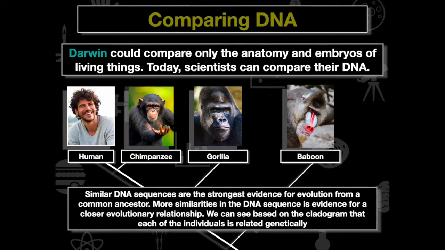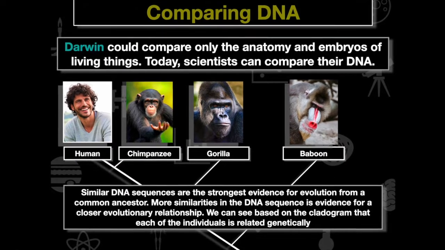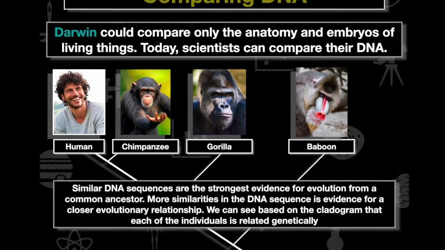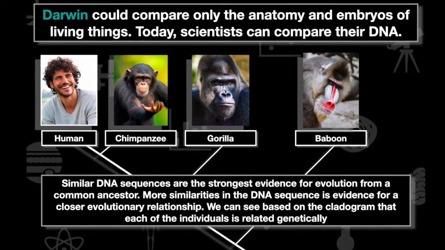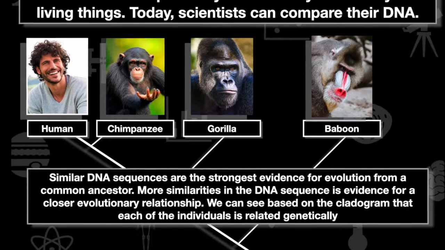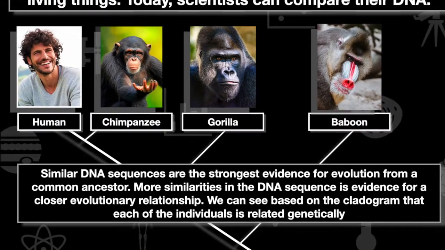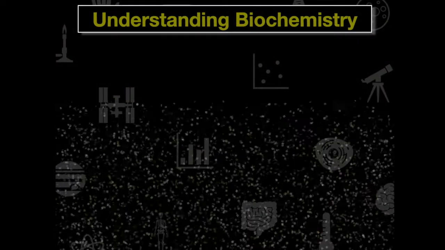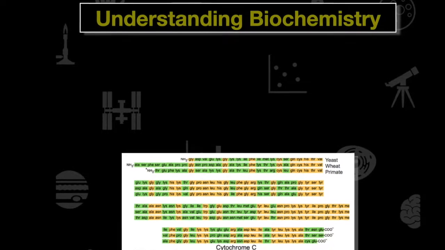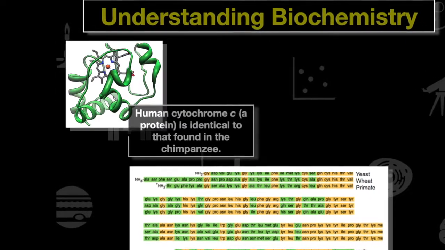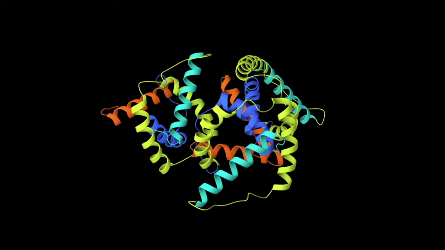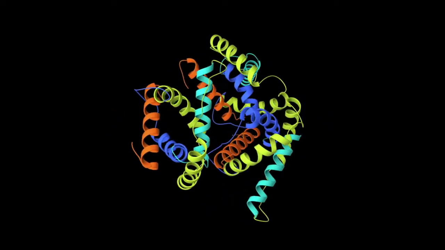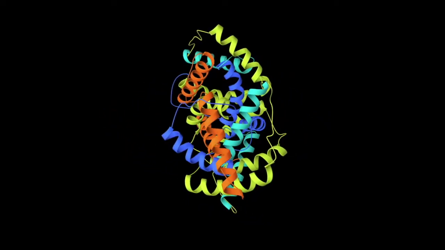So we can see based on this cladogram that each individual is related genetically, and what we can do is extract their DNA and compare the DNA sequences to better understand their phylogeny. Now, if we are understanding biochemistry here, we can understand a few things. So let's look at human cytochrome C. And this is an identical protein that we're going to see in chimpanzees.